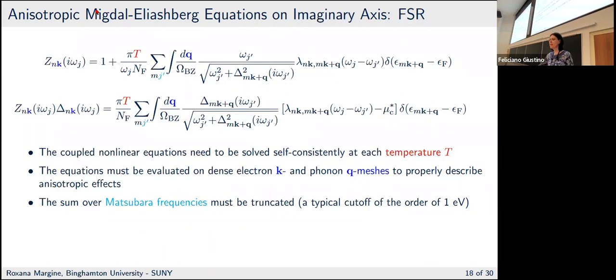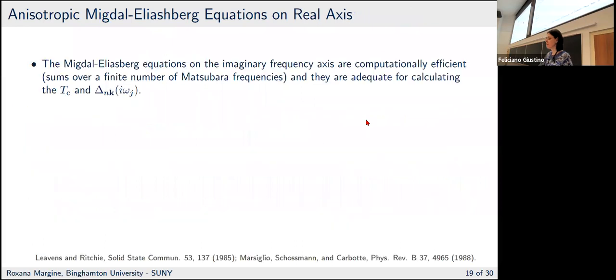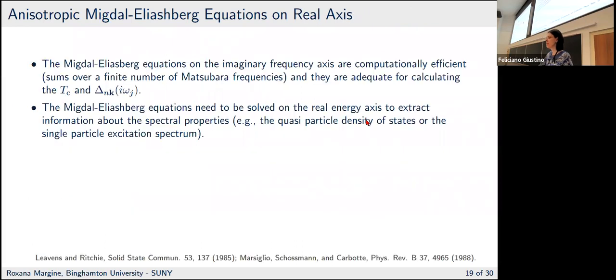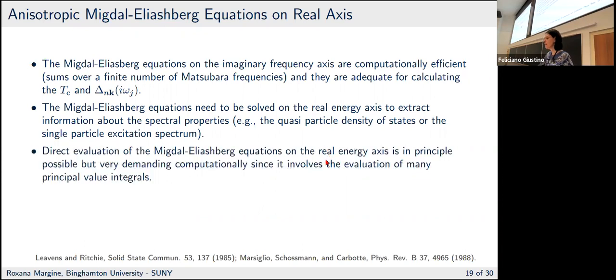So now, for practical implementation, these, as I said, are solved on the imaginary frequency axis. But if you want to calculate quantities that have spectral representation, for example, if you need the quasi-particle density of states or the single particle excitation spectrum, then you need to go from the imaginary frequency axis to the real frequency axis. And this can be done directly by solving the Migdal-Eliashberg equation directly on the real frequency axis.